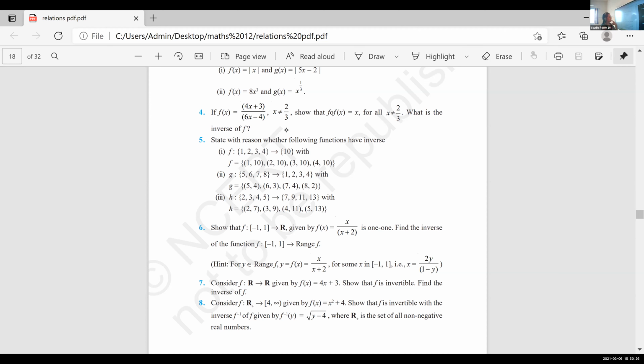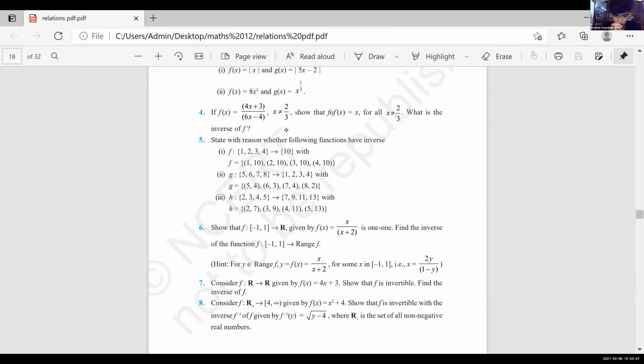1, 1 means, what does it mean, 1, 1? 1, 1 means distinct elements should have distinct images. Is it like that? No. Then why is it no?